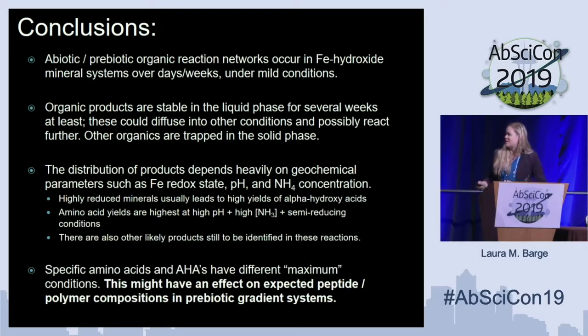So basically, when looking at alanine, lactate, glycolate, and glycine at least, these specific molecules have different maximum abundance conditions depending on the gradients that they're in. So perhaps that might have an effect on the distribution of these molecules in peptides or in oligomers. And it might be interesting to try polymerization experiments starting with these initial concentrations, based on what environments we think it's happening in.